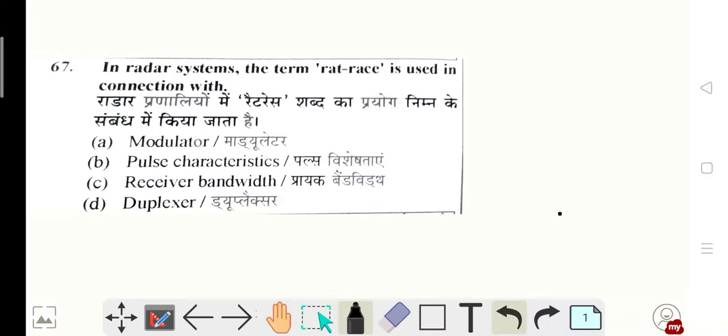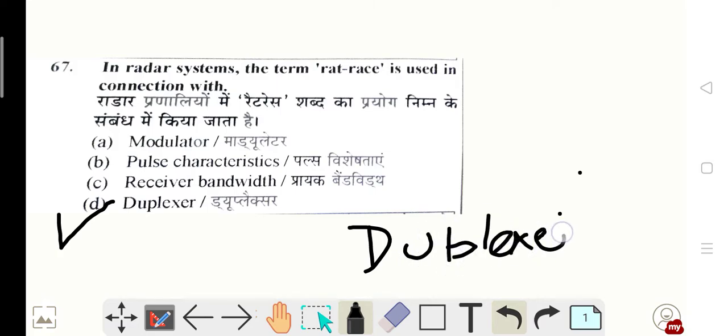There are some basic questions of electronics engineering that I am taking from previous papers. So let's see the basic questions. First one is: in radar system, the term red res is used in connection with, it is option D, duplexer. Okay, you have to know about these things.